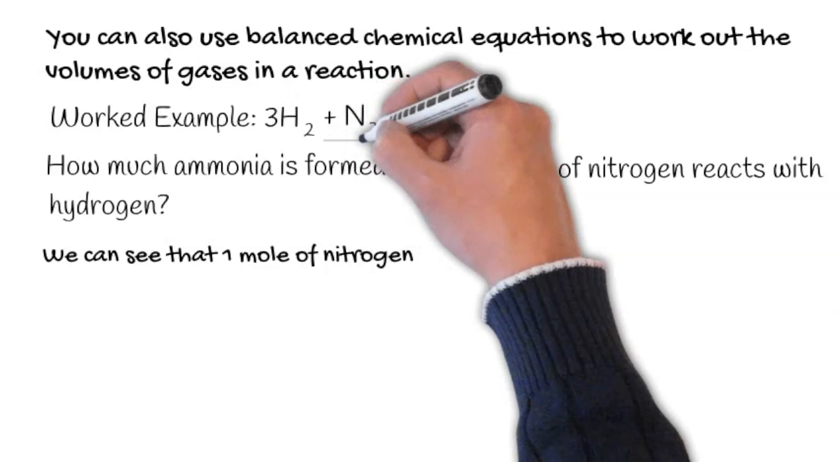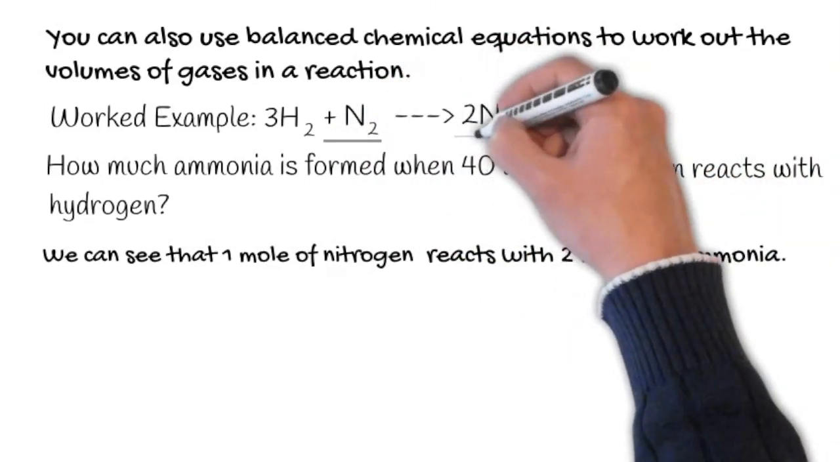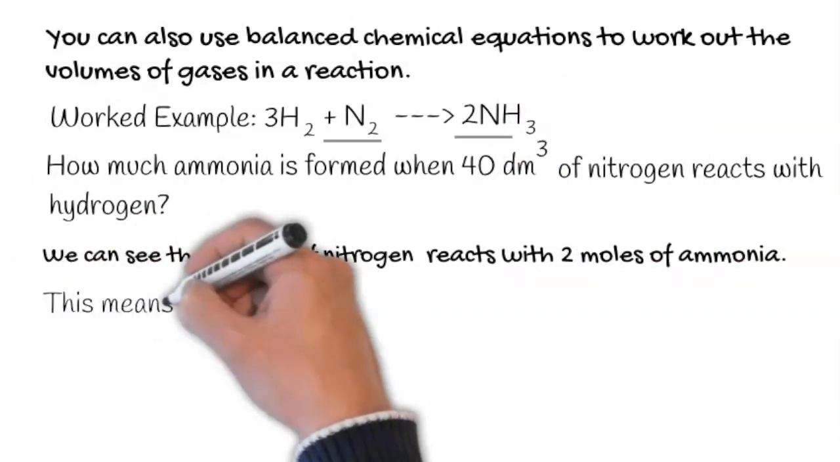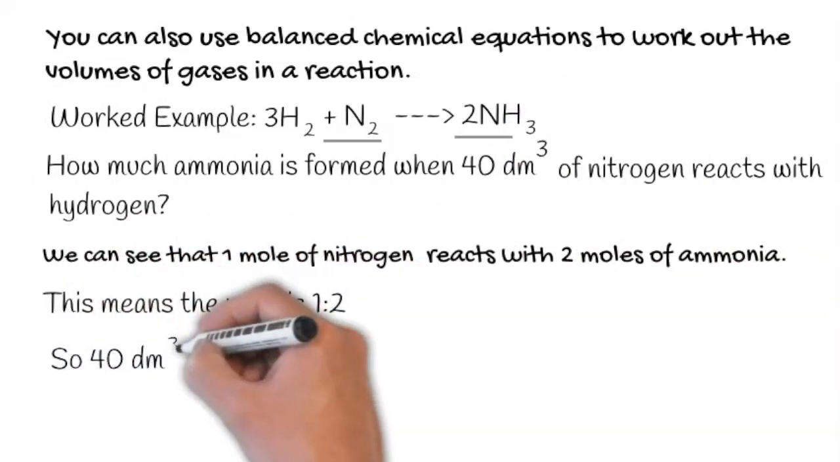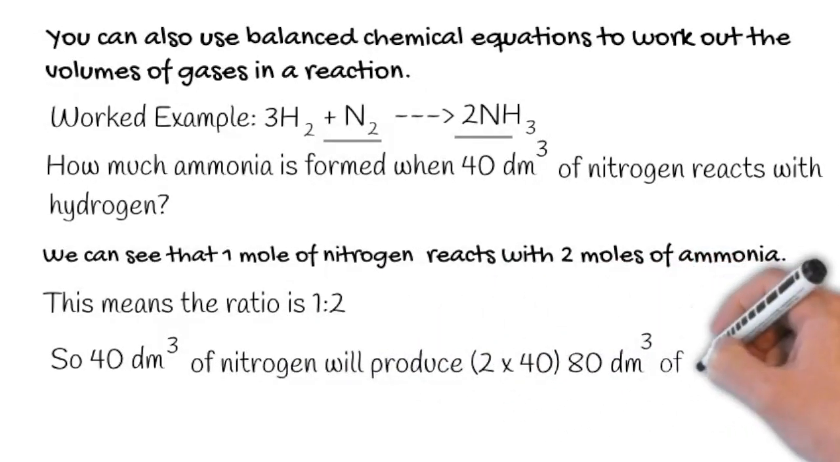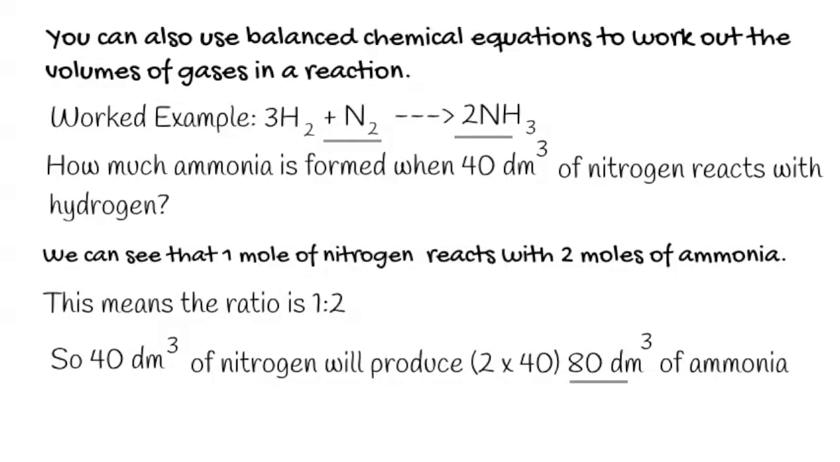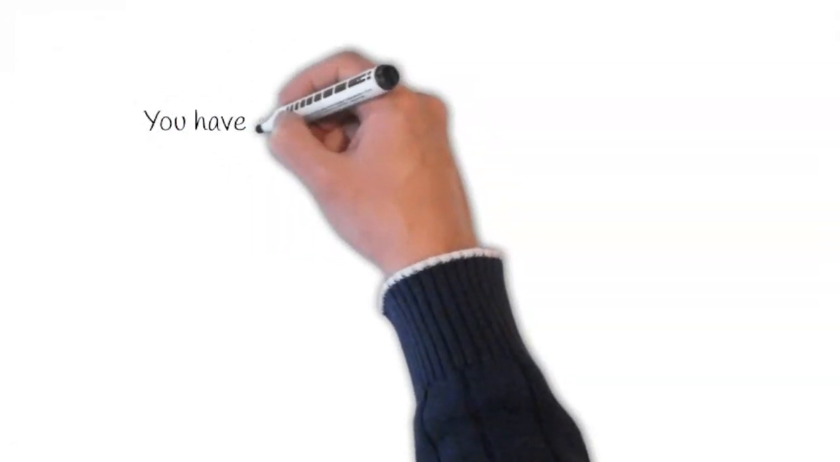So we can see that 1 mole of nitrogen, because there's no number after it, reacts to form 2 moles of ammonia, because there's a number 2 before it. This means the ratio is 1 to 2, which means that 40 decimeters cubed of nitrogen will produce 2 times 40, because it's a ratio of 1 to 2, so 80 decimeters cubed of ammonia.